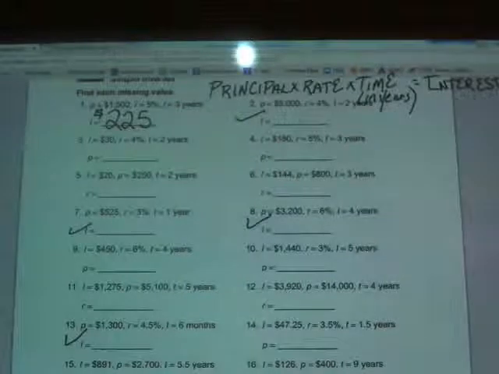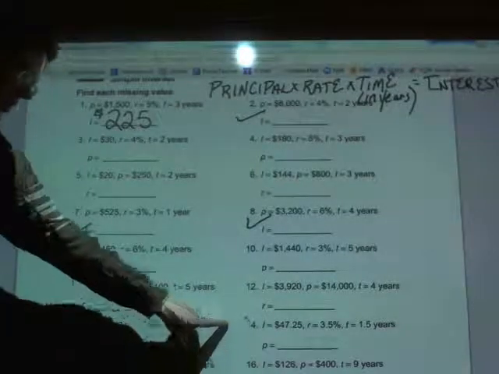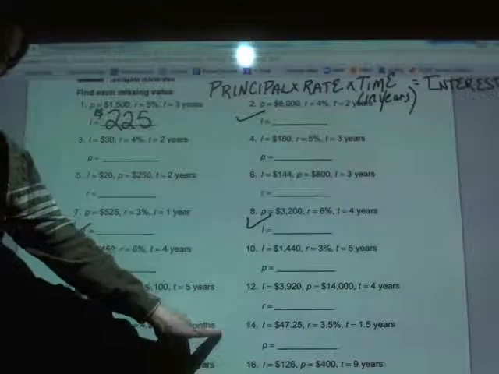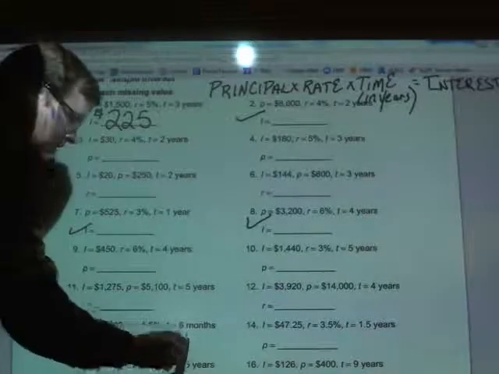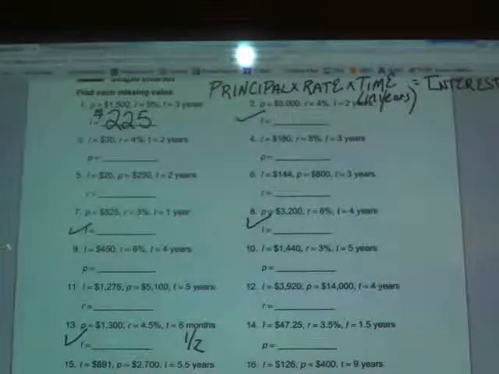Now, the one thing they're trying to mess with you here is in question number 13, they've given you the time in months. So you want to express that as part of a year. Well, 6 months is half of a year. So when you do the calculation for time in question number 13, don't put 6 in for t, put in a half, because 6 months is half of a year.